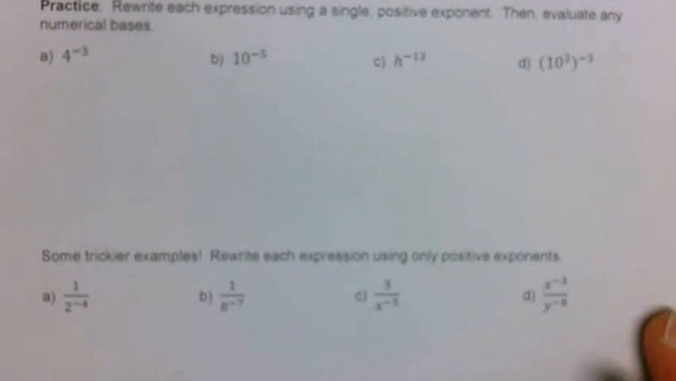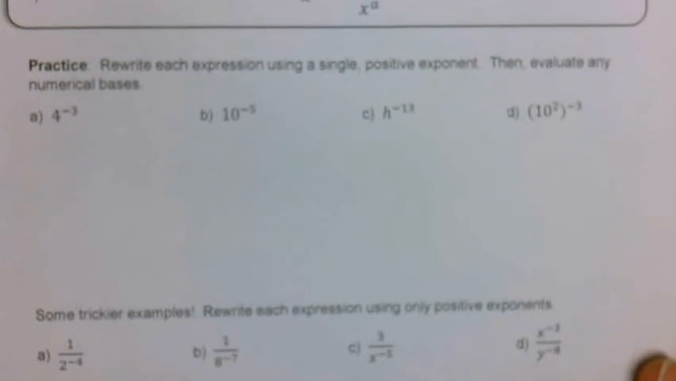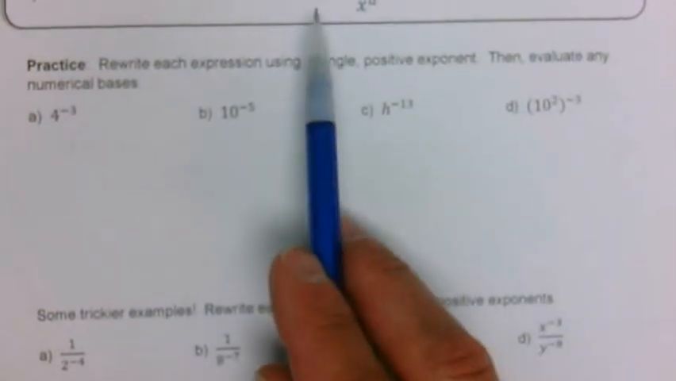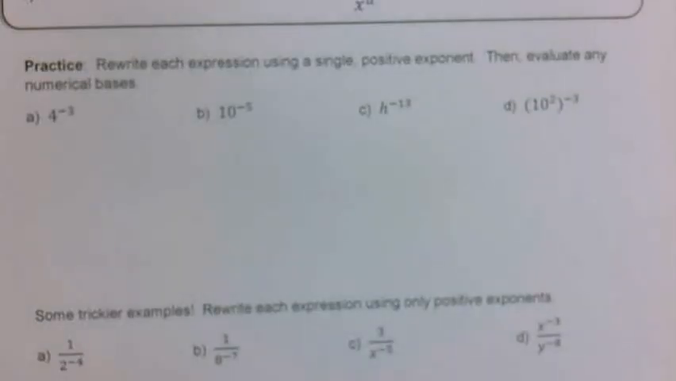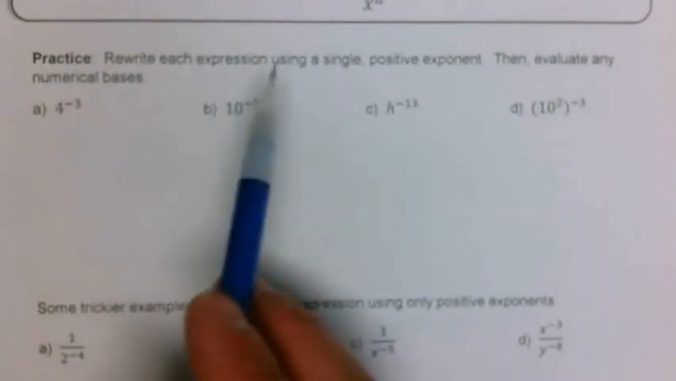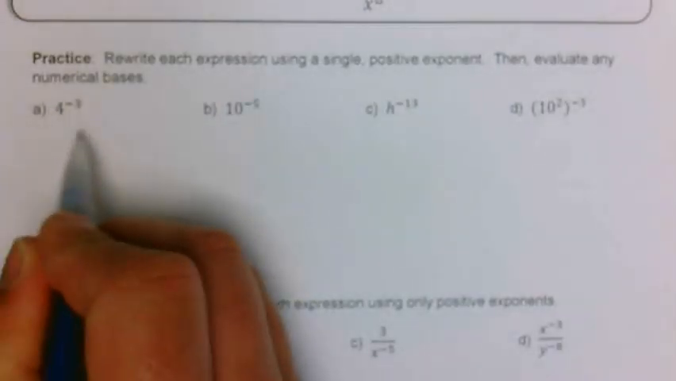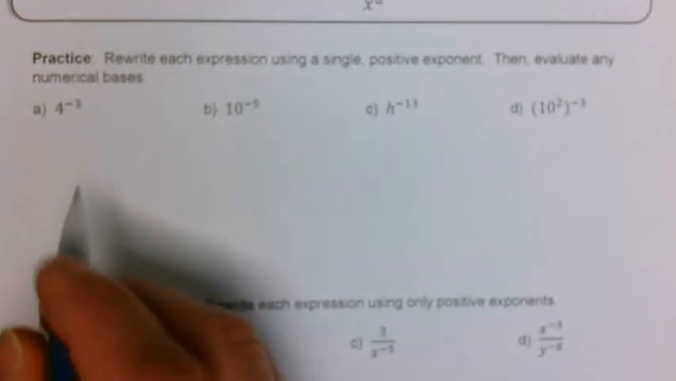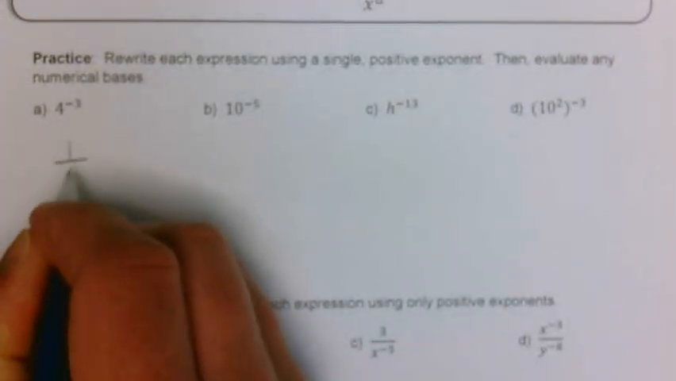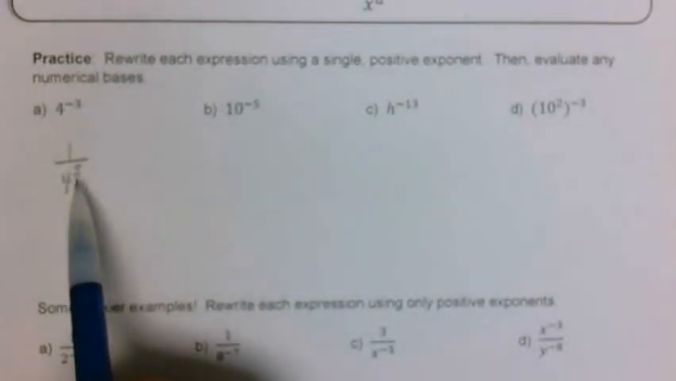We are going to rewrite each expression using a single positive exponent. So again, when we have a negative exponent, all we're going to do is take the reciprocal in order to make it a positive exponent. So let's take a look at example A. Here we have 4 to the negative third power. I want to rewrite it using a single positive exponent. So all I'm going to do is take the reciprocal. 4 to the negative third power is equal to 1 over 4 to the third power. My exponent is now positive.